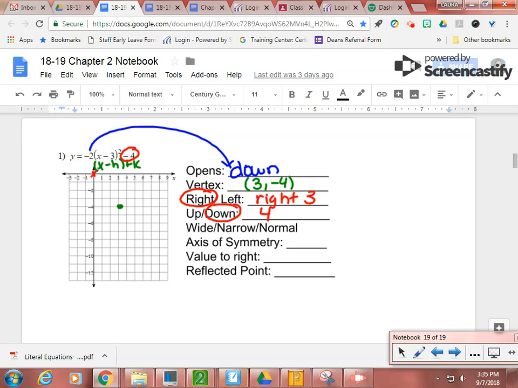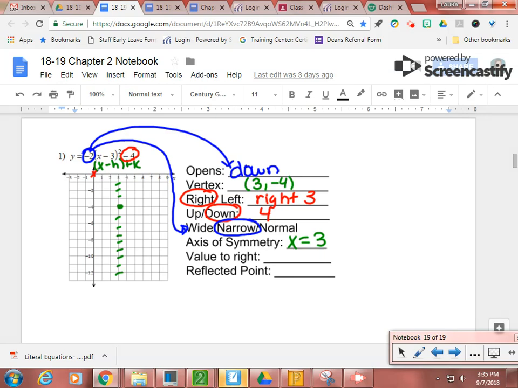I want to know, is this wide, narrow, or normal? So what I know from this is that this -2 is what I want to look at for the wide, narrow, or the normal. And that's going to make it a little more narrow. If it was wide, it would be a fraction. If it was normal, it would be a 1. So what's my axis of symmetry for this? We go back to our vertex, and x equals 3. So here's our dotted line.